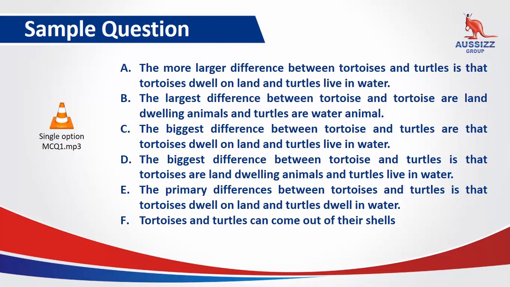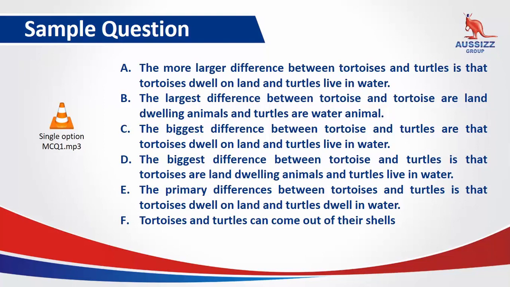Part B says the largest difference between tortoise and turtles is tortoise are land-dwelling animals and turtles are water animal. In this answer, there's a lot of number issues in terms of plural and singular, and then also the conjugation of to be. So that is not correct either, although the sentiment is correct. Part C, the biggest difference between tortoises and turtles are that tortoises dwell on land and turtles live in water. That one's probably the most correct one we've seen so far, so we'll keep a mental note that part C is probably the correct answer.